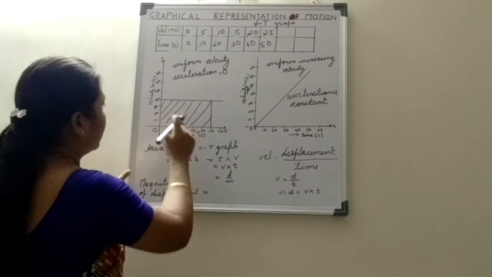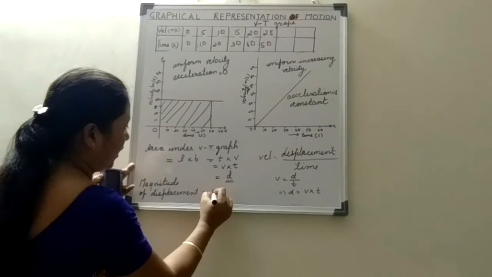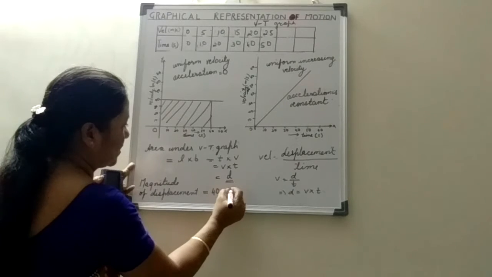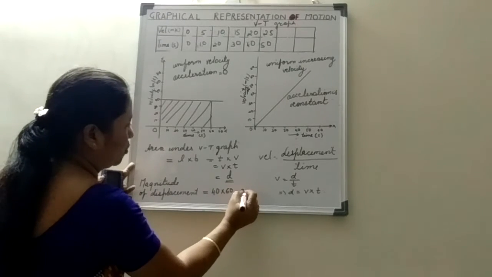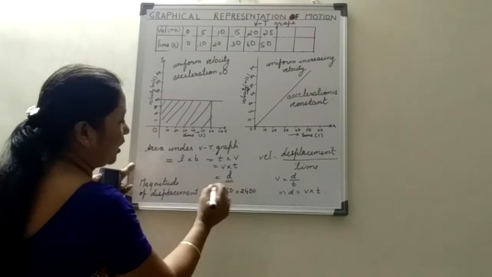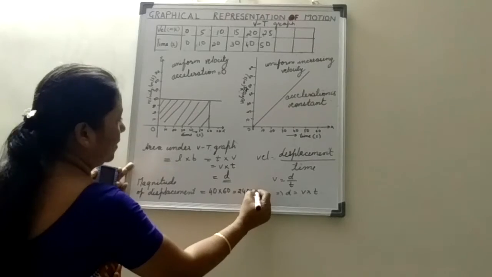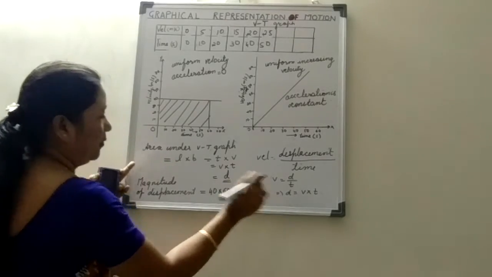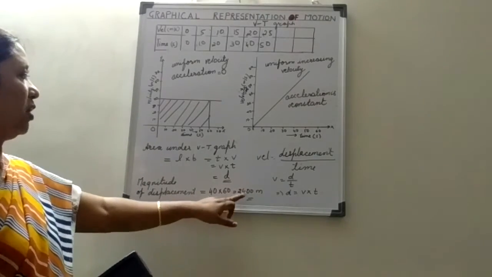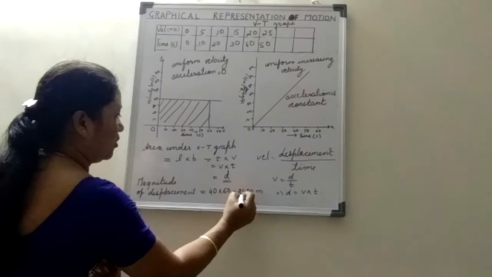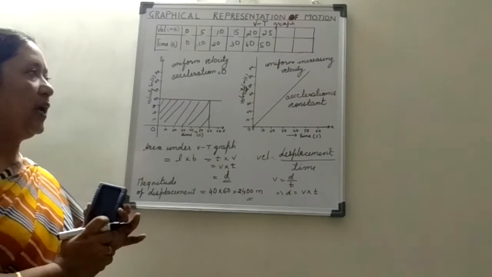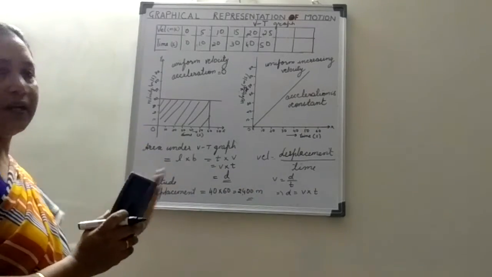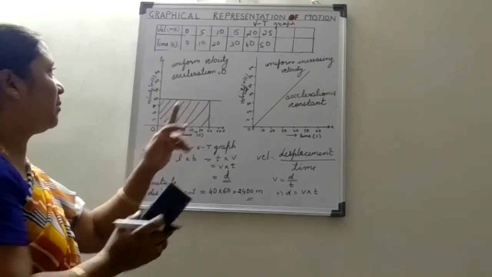So, d is v into t. V is how much? 40. T is how much? 60. So this is equal to this much. What about the unit? It will be meter. So this is 2400 meter, the magnitude of displacement. I hope these things are clear to you about the velocity time graph.